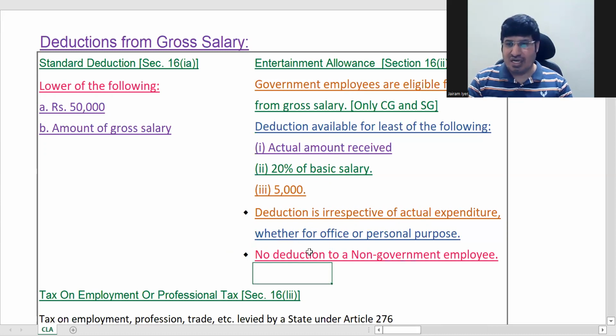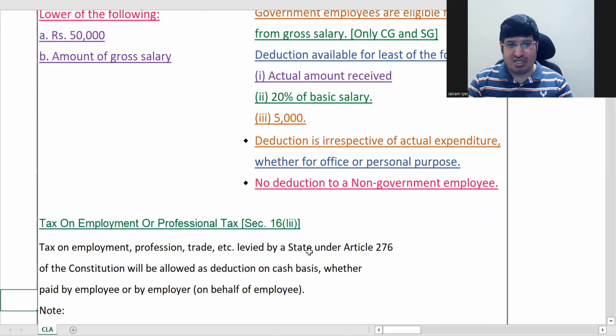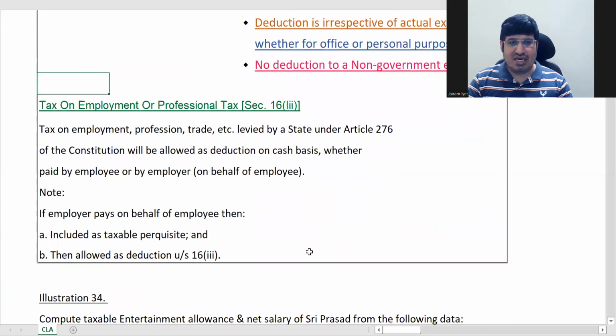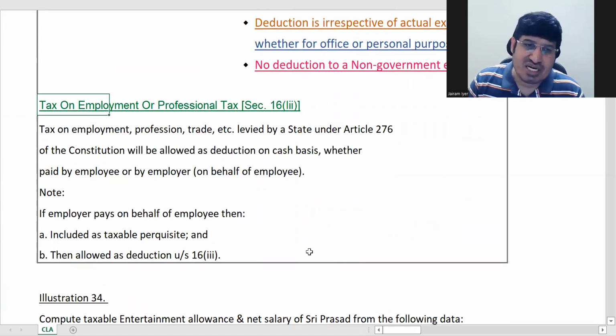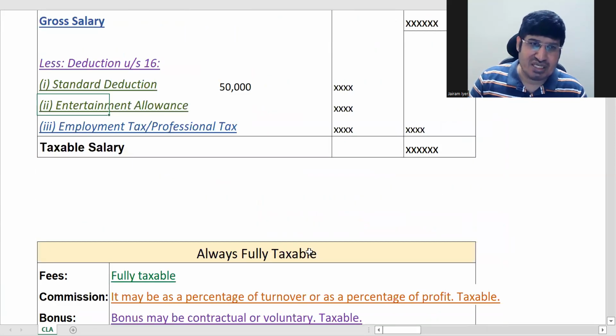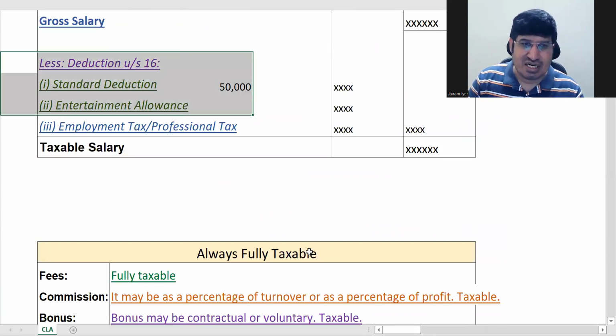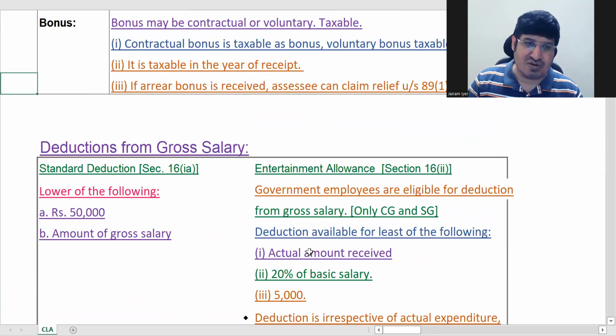Okay, this is your entertainment allowance. Last thing here is professional tax, right? There were 3 deductions, correct? यहाँ पे हमने देखा था ये 3 deductions, correct? Standard deduction, entertainment allowance, and professional tax. Third one we are seeing.